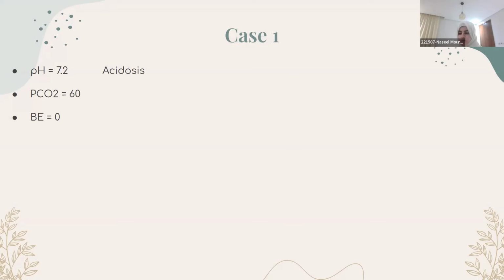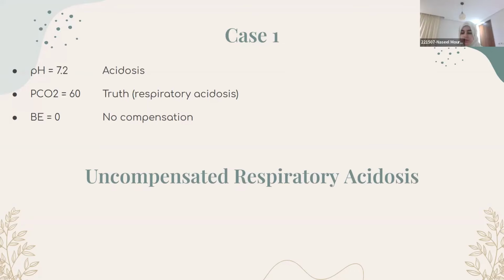What about the PCO2? Is it telling you acidosis or alkalosis? So basically respiratory acidosis or respiratory alkalosis? It is saying respiratory acidosis. So it is high, it's saying the truth. What about the base excess? It's 0. What does that mean? Base excess is normal. Excellent. So you're not having compensation. And what are you having? Uncompensated respiratory acidosis. Again, we saw that the PCO2 was telling the truth, so this was the disturbance.